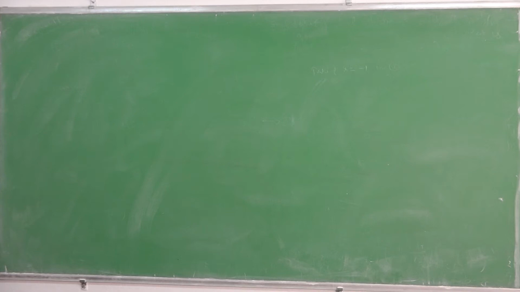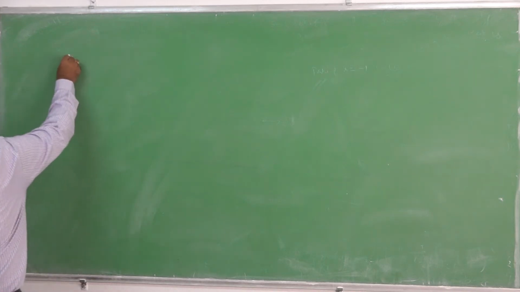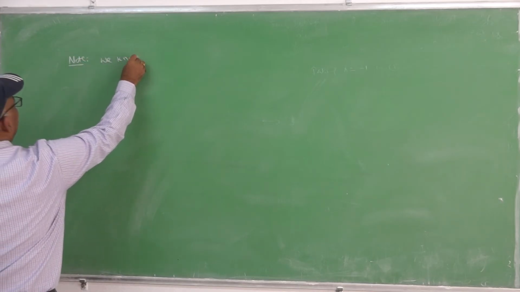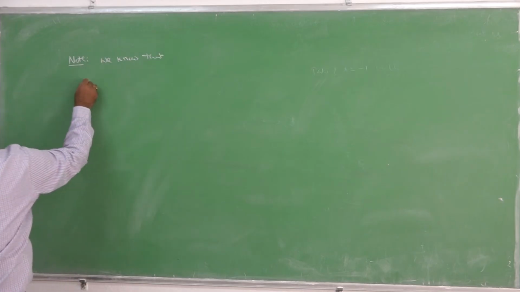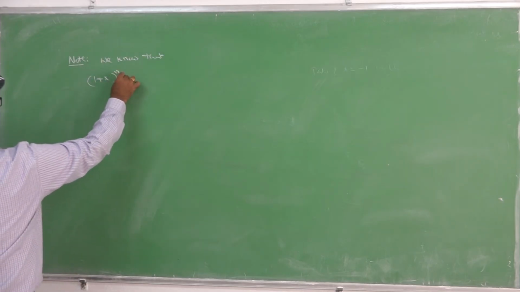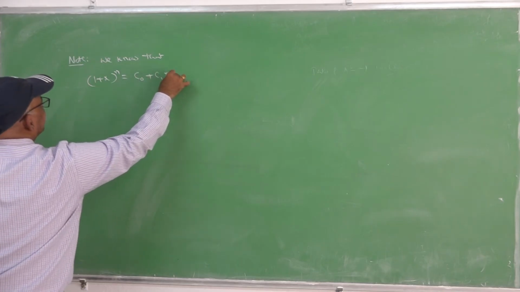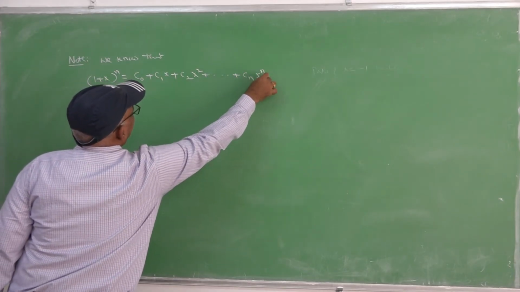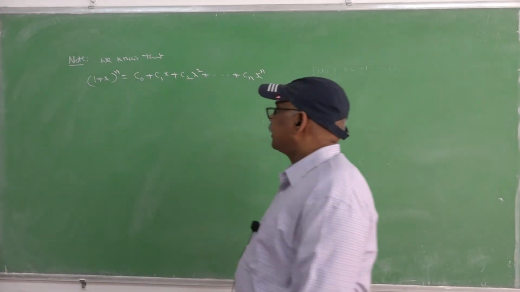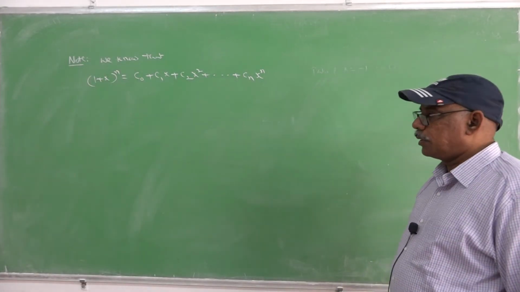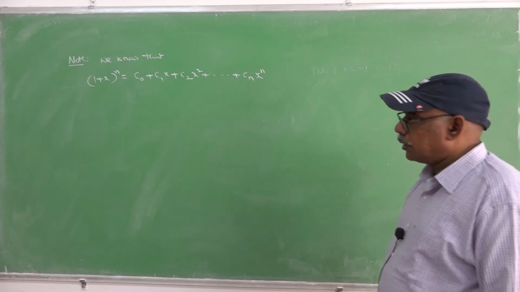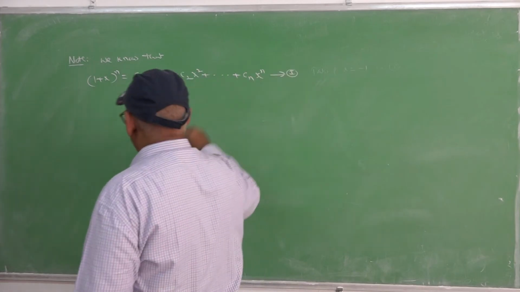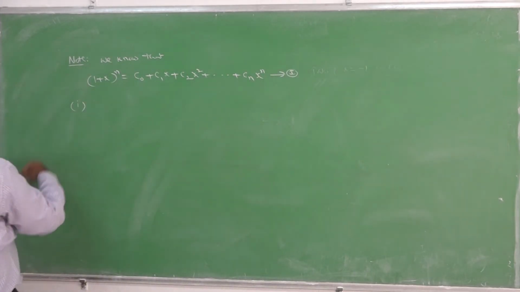Here I will give one more result. So take it as a note point. We know that 1 plus x whole power n expansion is c naught plus c1x plus c2x square and so on, cn x power n. Let it be 1. Now first result, result 1.